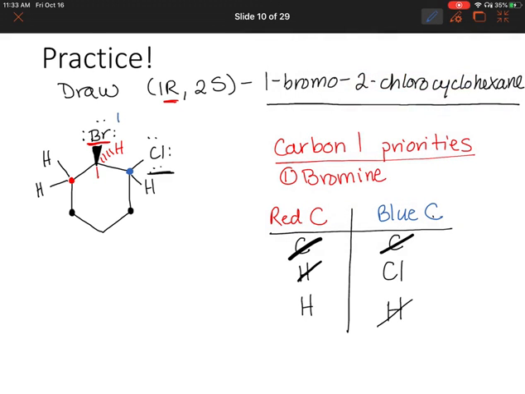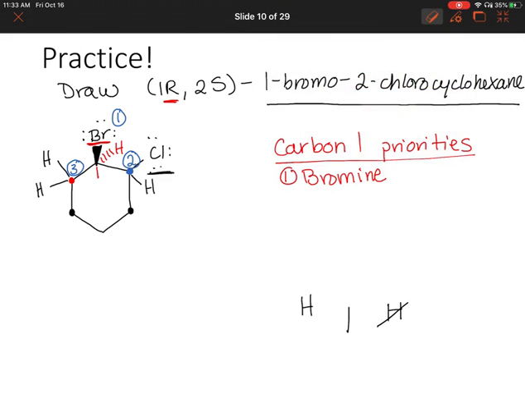Okay, so we'll label bromine number 1. We'll label the blue carbon number 2. And then that also means the red carbon is priority 3, and then hydrogen is priority 4. Okay, so let's write that down.